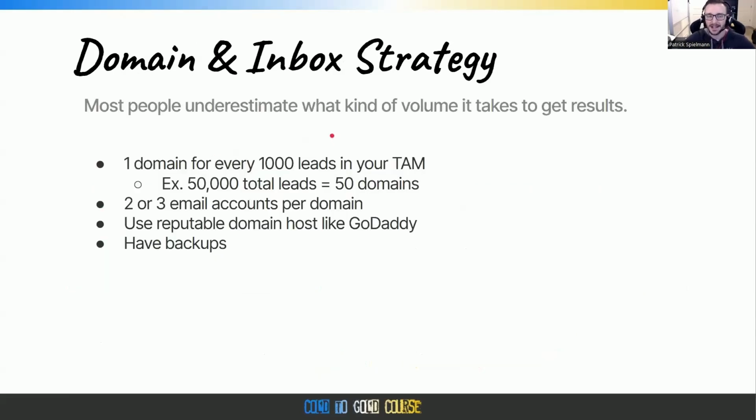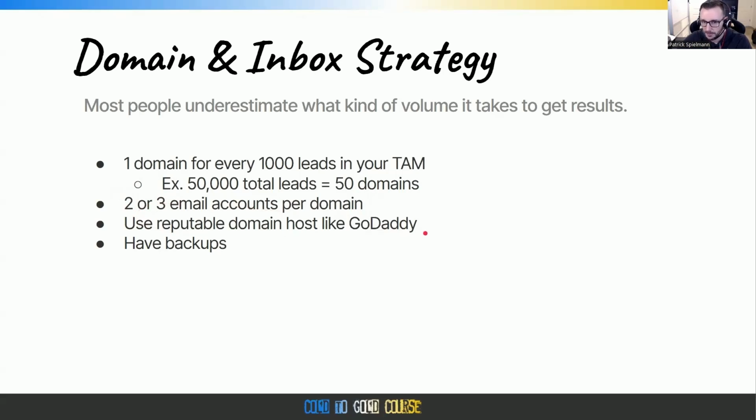In terms of your inbox and domain strategy, how many domains and inboxes you want to set up, I did have that inside of the calculator I showed you a couple days ago. Here's some quick back of the napkin math you can do though. For every 1,000 leads in your total addressable market, set up 1 domain. So if you have, say, 50,000 leads, buy 50 domains. And then depending on how big of a buffer you want to compensate for issues you might experience, double it from there or increase it by 50%, and so on. And then set up 2 or 3 email accounts per domain.